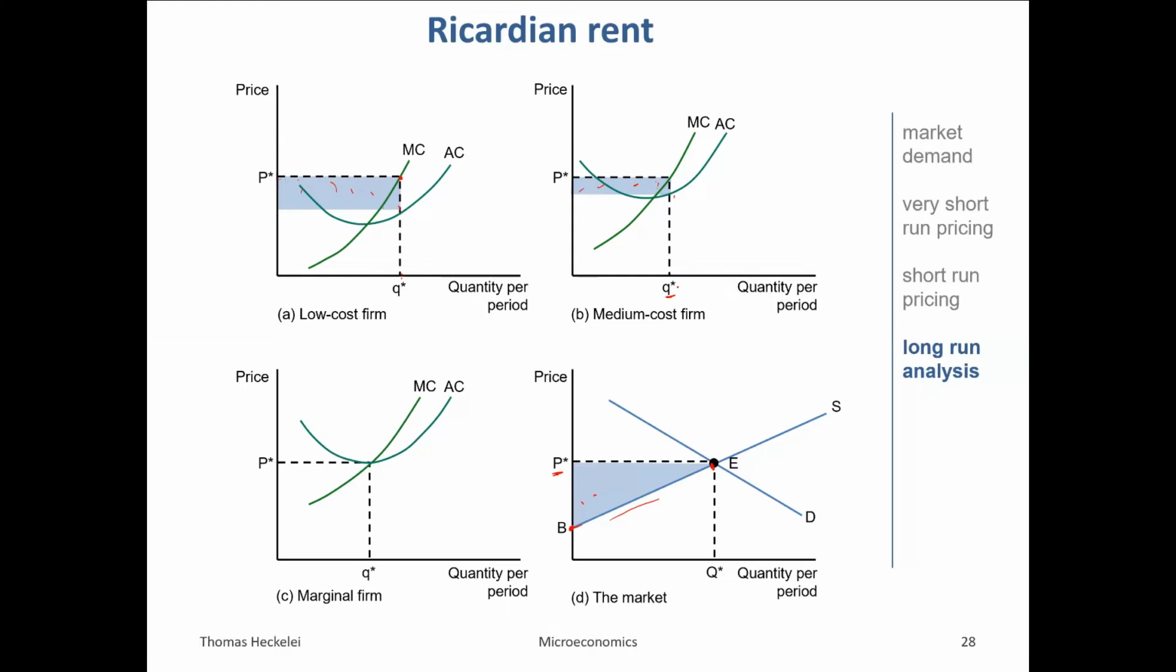Now if you sum up this blue area, the rent earned by these firms across all firms in the industry, you will get this blue triangle at panel D of the market. That is the long run producer surplus.